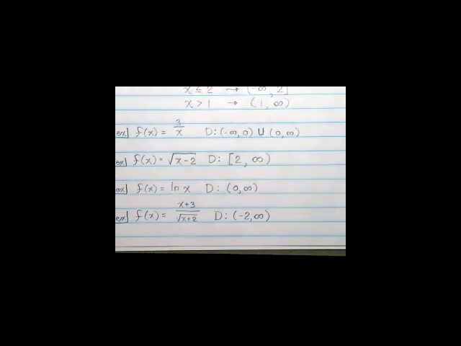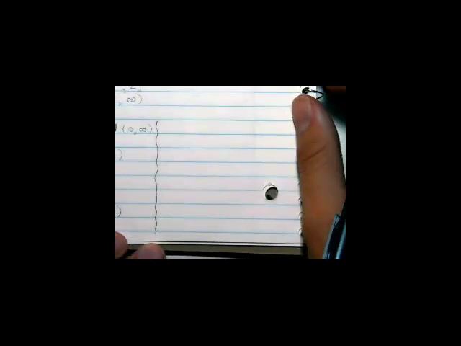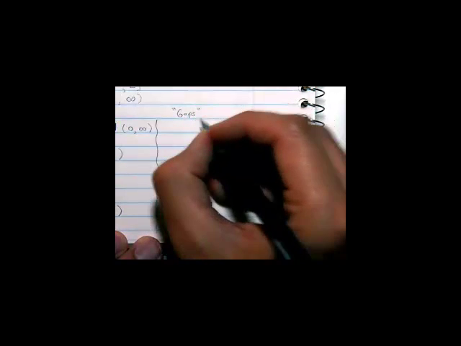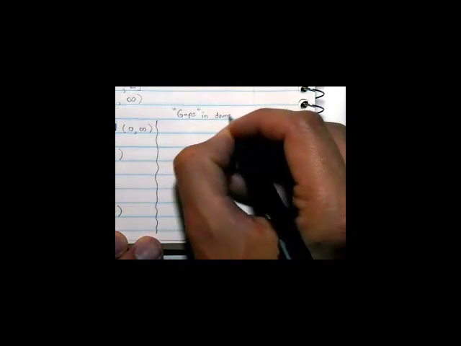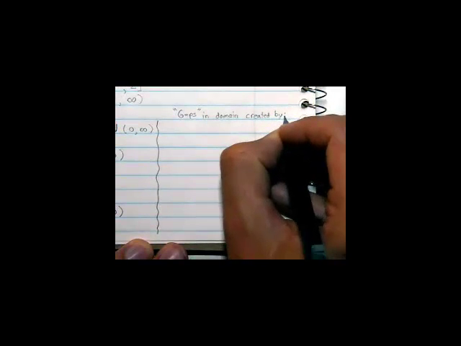Okay, so our 3 rules that we need to follow when we're doing domain work. We're looking for gaps in the domain, because really we said it's easier to look for what doesn't work, and then whatever else is left over, that's your answer. So gaps in the domain can be created by basically just 3 things.